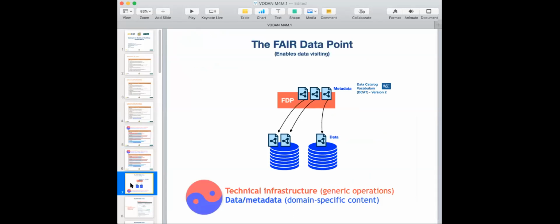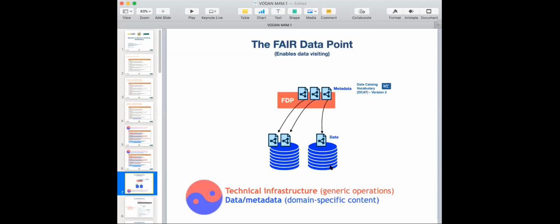And if we keep that color code the same, then this is maybe a high-level schematic of what the FAIR data point looks like as we will be using it in VODAN. In red is the FAIR data point, and in blue are the data and metadata elements that need to be created to go into this FAIR data point.